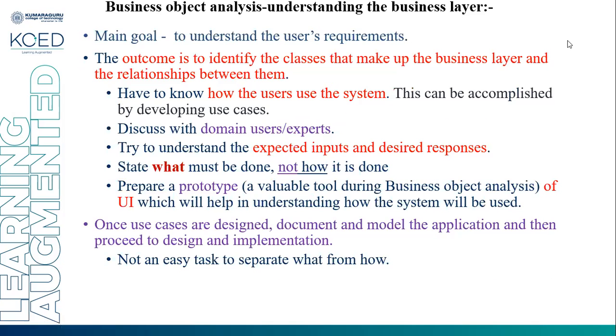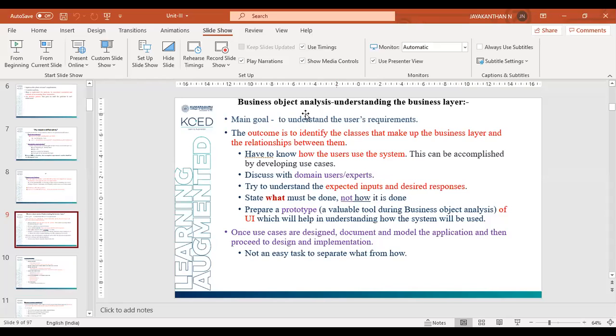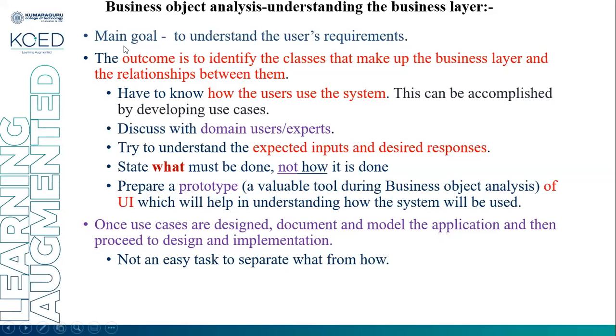Next, we have to discuss business object analysis, understanding the business layer. This is the next topic we are going to discuss. The main goal is to understand the user requirement. The outcome is to identify the classes that make up the business layer. Generally, the business layer is a core layer which has classes that address the user's requirement. So you have to identify the classes of the business layer and the relationships between the classes.